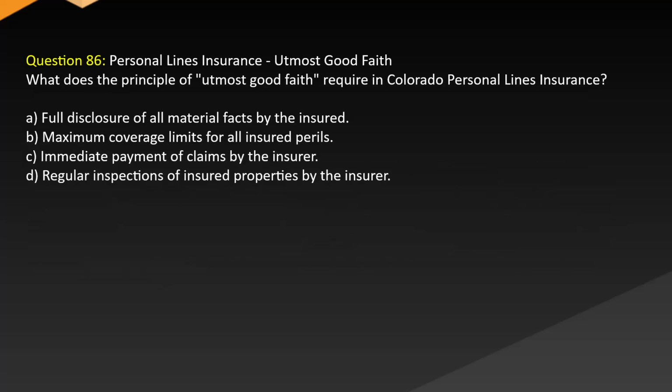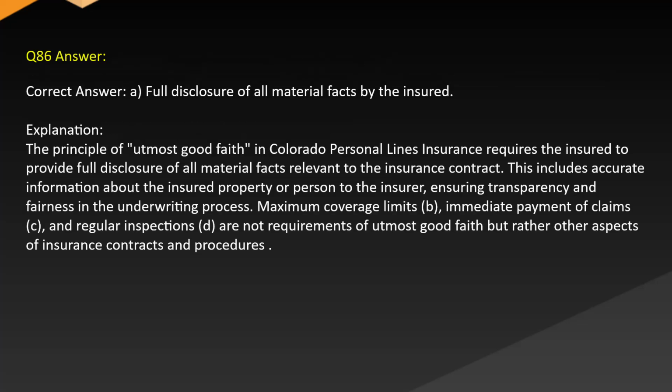Question 86. Personal lines insurance. Utmost good faith. What does the principle of utmost good faith require in Colorado personal lines insurance? A. Full disclosure of all material facts by the insured. B. Maximum coverage limits for all insured perils. C. Immediate payment of claims by the insurer. D. Regular inspections of insured properties by the insurer. Correct answer: A. Full disclosure of all material facts by the insured.